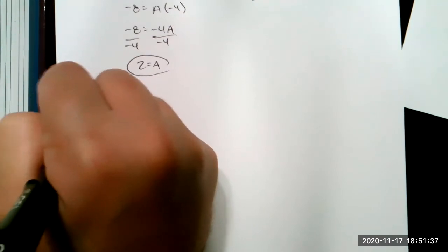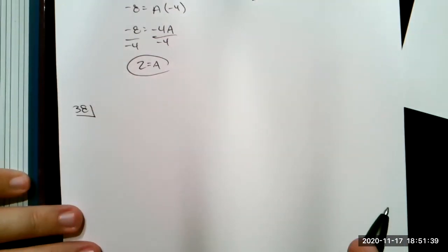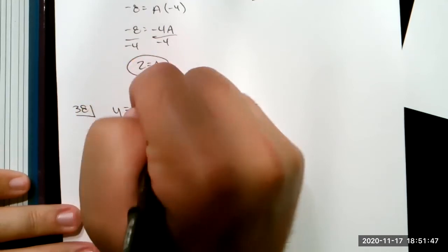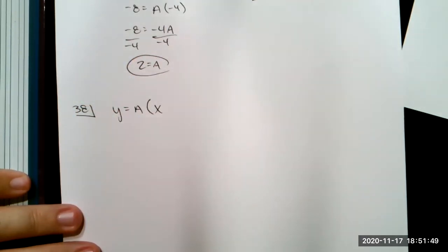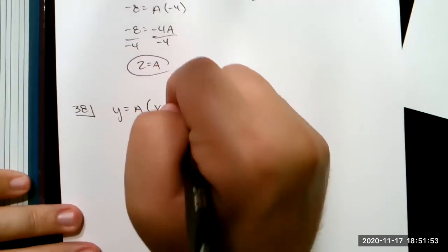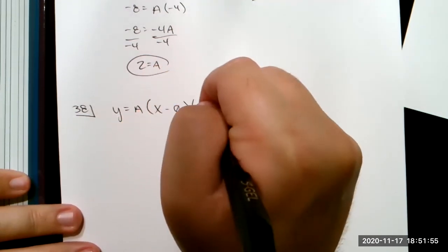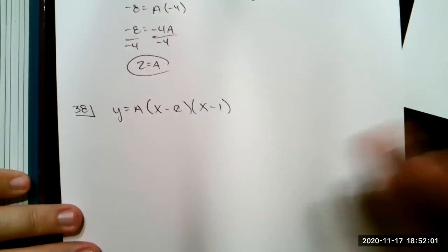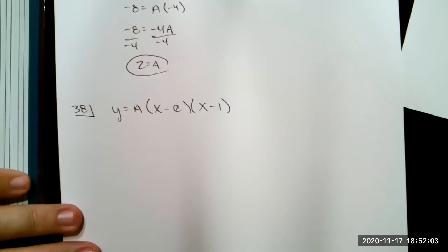38. Parabola with x-intercepts at 0 and 1, and that passes through the point 2, -2. So y equals a, an x-intercept at 0 and at 1. So it's x minus 0 and x minus 1. That's already simplified. There's nothing we have to do to clean it up. So I think we're good to go there.